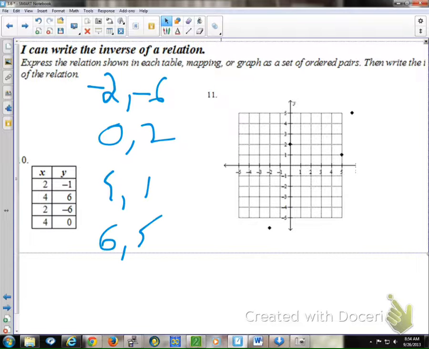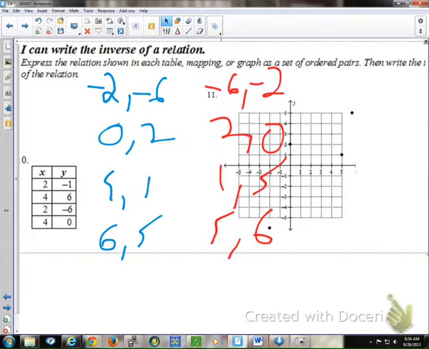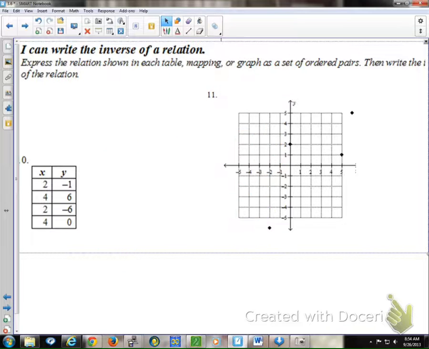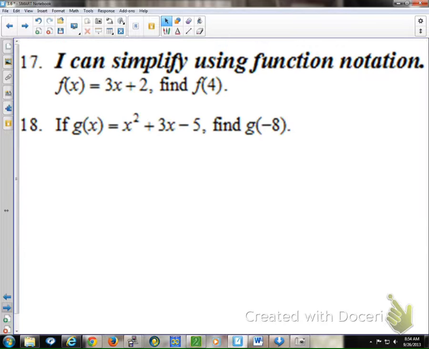Okay. Now, the inverse points, and I believe this is the last problem. The inverse points, just flip them. So that'd be -6, -2, 2, 0, 1, 5, and 5, 6. We're not going to bother with a mapping one. I don't think you'll have an inverse mapping on your test. That'd be very specific. That's it. Was there any other question we didn't get to on there? Oh, yes, there was. Oops.